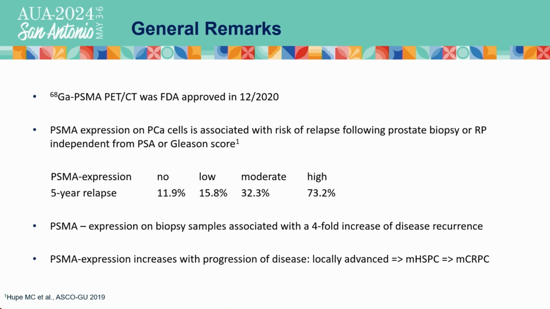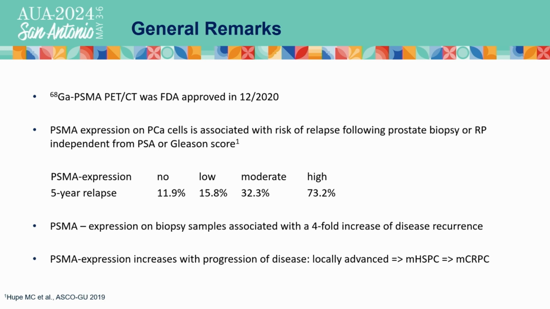What has already been shown many years ago is that the PSMA expression on prostate cancer cells is associated with high risk of relapse, independent if you use PSMA staining on a biopsy or if you use PSMA staining on a radical prostatectomy specimen. And as you can see from this small table, the more PSMA expression you can see in prostate cancer cells, the higher is the risk of a 5-year relapse. The PSMA expression just on a prostate biopsy sample, if it's, for example, high, is associated with a 4-fold increase of disease recurrence, independent of the type of local treatment you might deliver to your patient.